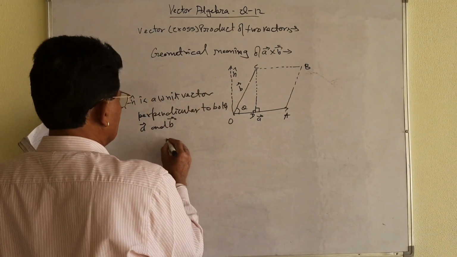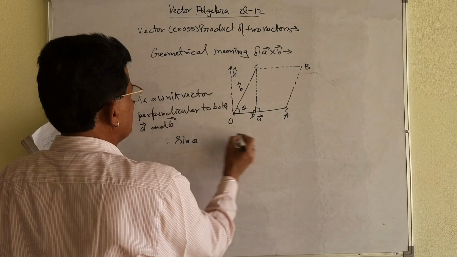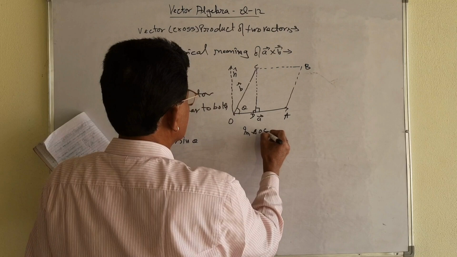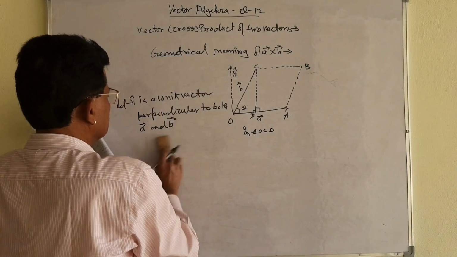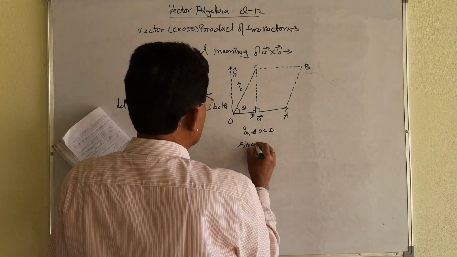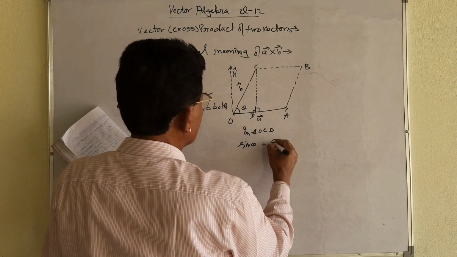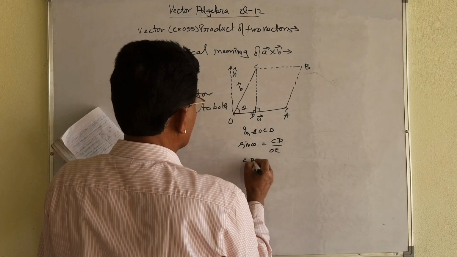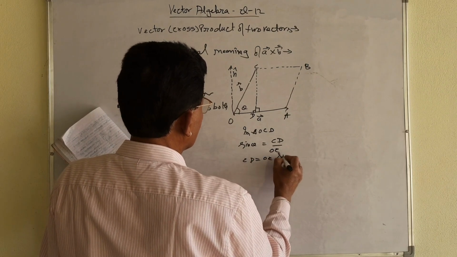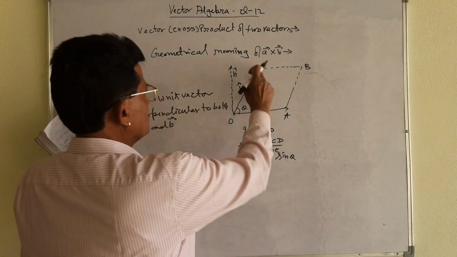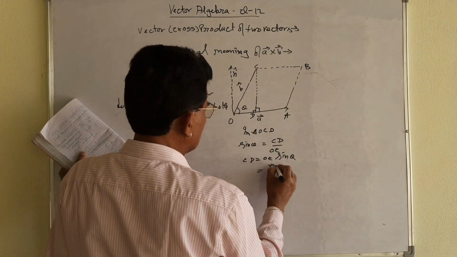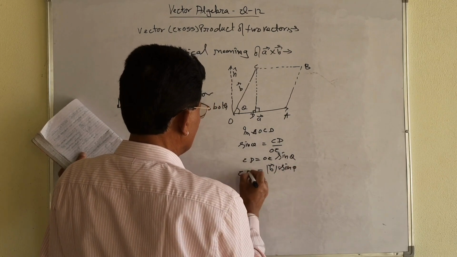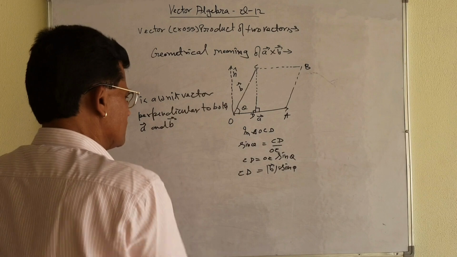Let me take sin theta in this triangle. In which triangle? OCD. Let me find out its value, sin theta. What will be the value of sin theta? Perpendicular CD upon OC. I have taken only the magnitude. CD will be equal to OC sin theta. OC is equal to, let me write, magnitude of B vector. Magnitude of B vector, sin theta. CD. I will use this value, CD.